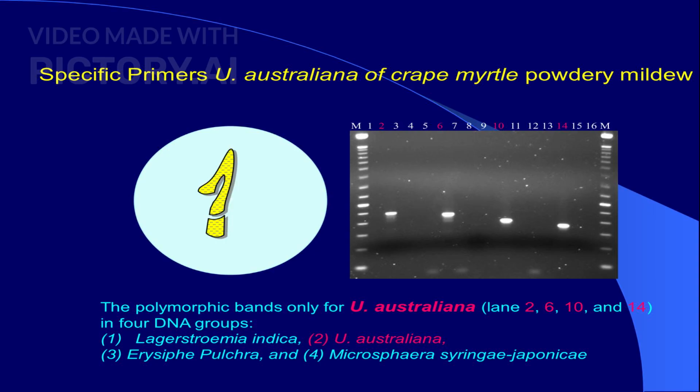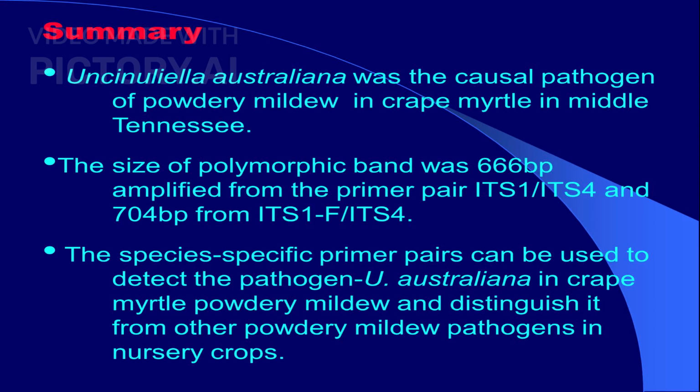The image shows the polymorphic bands unique to E. australiana, highlighting its distinct presence among 4 DNA groups. Our research confirmed that Erysiphe australiana is the causal pathogen of powdery mildew in crape myrtle in Tennessee. We found that the polymorphic bands were amplified at 666 bp and 704 bp, allowing us to distinguish E. australiana from other pathogens in nursery crops.